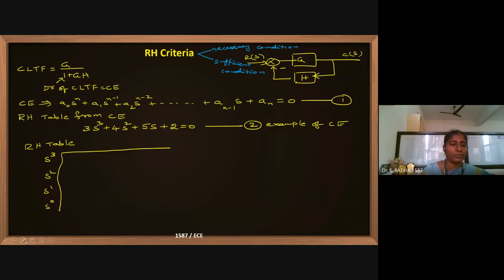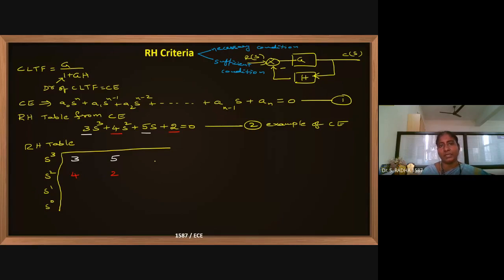Now we take the alternate terms, the s power 3 term and the s power 1 term, and write the coefficients in the first row. Then take the even powers of s, the s power 4, s power 2 and s power 0 coefficients, and write them in the second row. So the odd terms, first, third, fifth term, I write in the first row, and the even terms, second, fourth, sixth term, in the second row. Now I have to go with the calculation.